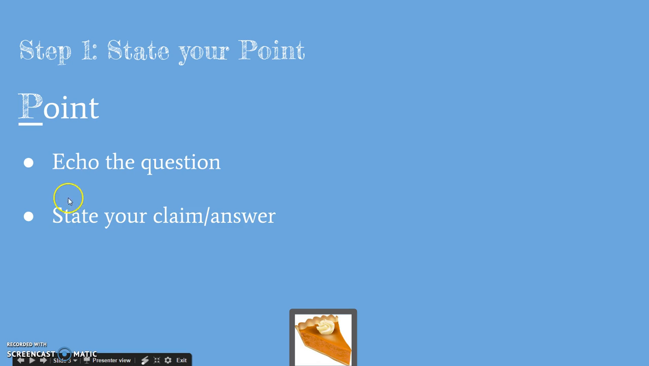So in writing an answer to a constructed response question using PIE, the first thing you should do is state your point. The P in PIE stands for point. So what I'm looking for here is for you to echo the question. I'm looking for you to actually take some language from the question to start your answer. The next thing you should do is state your claim and actually answer the question.